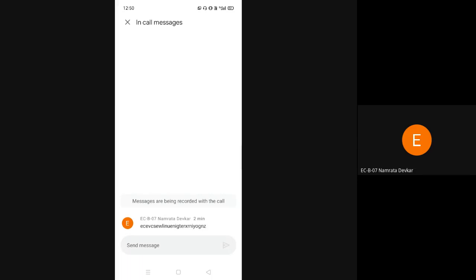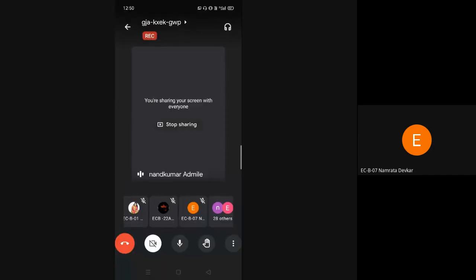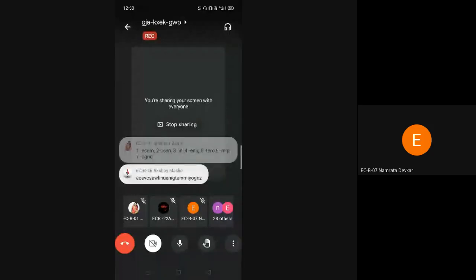Okay, sir. Others have got the same answer. What about others? Srinivas, same. What is same means? Yes. Okay, so have you understood the concept of this row transposition cipher? Okay, Madhuri Bagal.